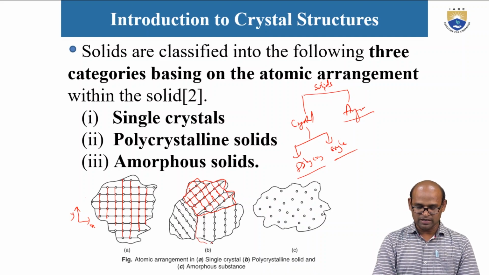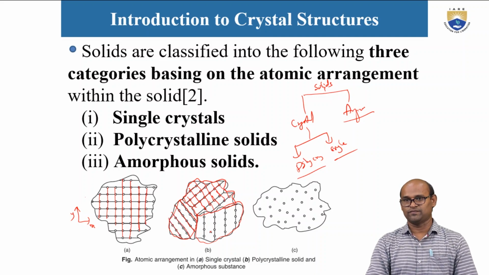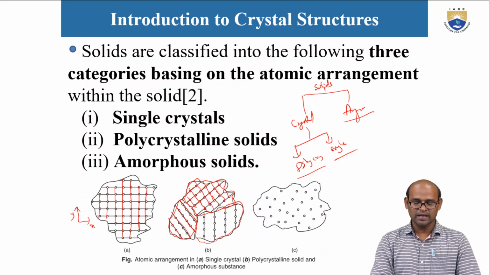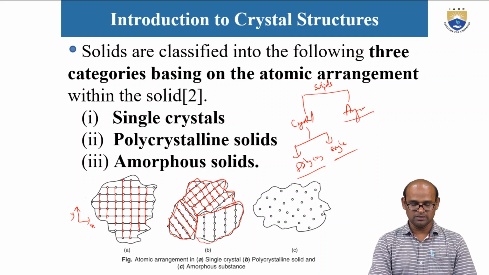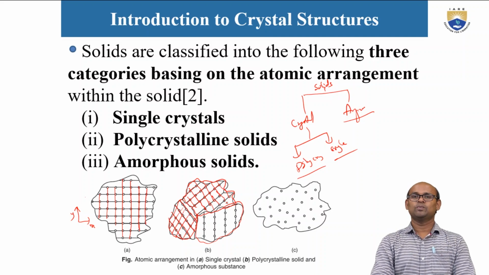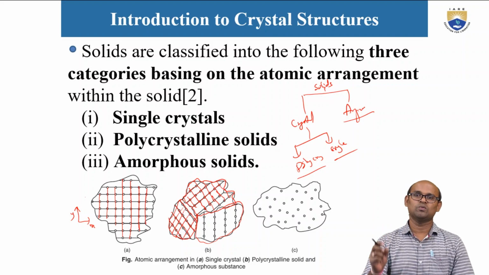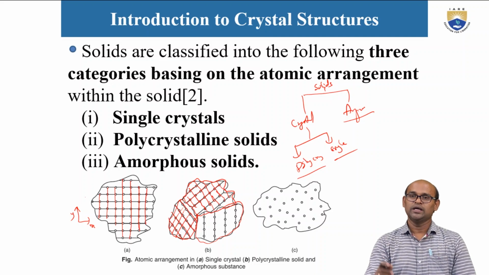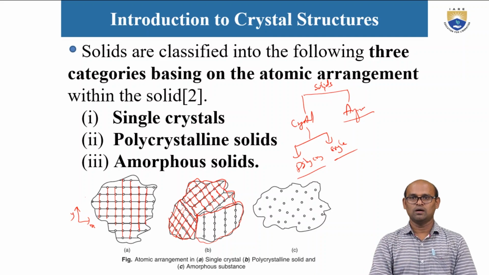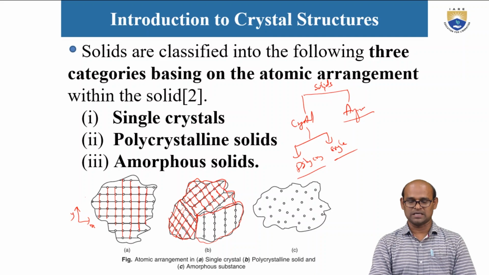Again there is another crystallite in which the atoms are arranged in a regular periodic manner, but their orientation is different. So the anisotropy is different in polycrystalline. Polycrystalline means you have many small crystallites; poly means many. In every crystallite you have a regular periodic arrangement of atoms. That is why we call it a polycrystalline material.